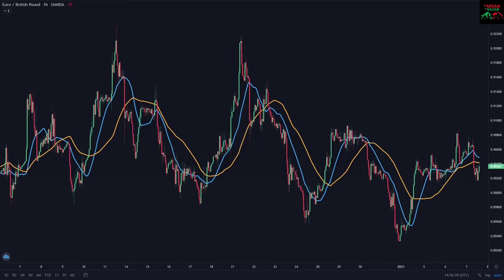But remember, just because a market reacted to the crossover in the past doesn't guarantee 100% that it's going to do that again in the future. However, it will still have a much higher chance of doing so compared to the market that never reacted to the crossover in the first place. So once you've identified the right market, it's time to trade the crossover.